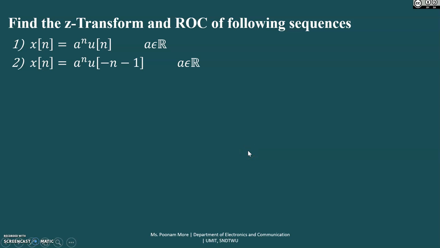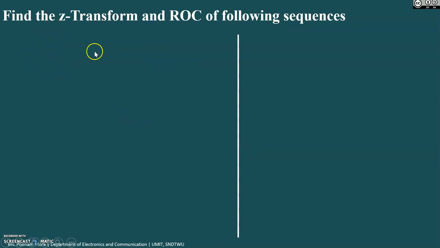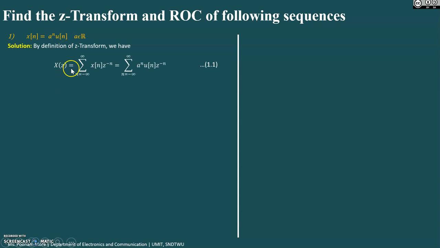In this session, we will discuss the Z transform of some sequences along with their ROCs. The first sequence that we have is x of n equal to a raised to n u of n. By the definition of the Z transform, we have x of z equal to the summation of x of n into z raised to minus n, where n takes the value from minus infinity to infinity, because we are using the formula for the bilateral Z transform.